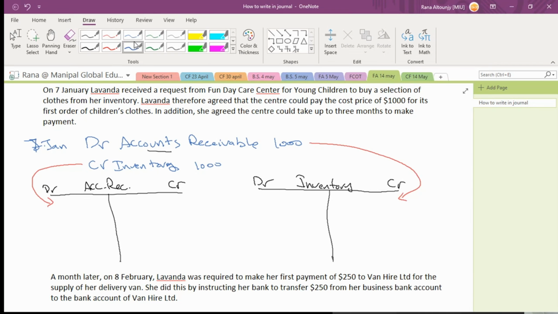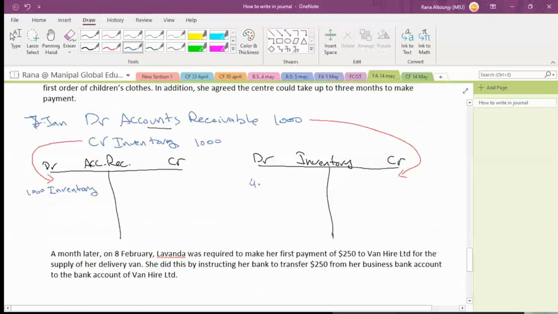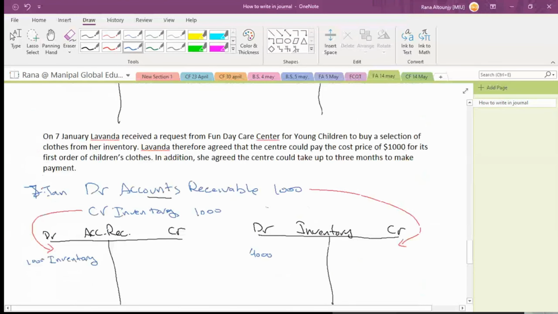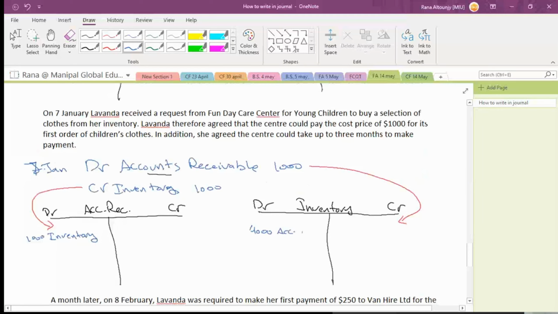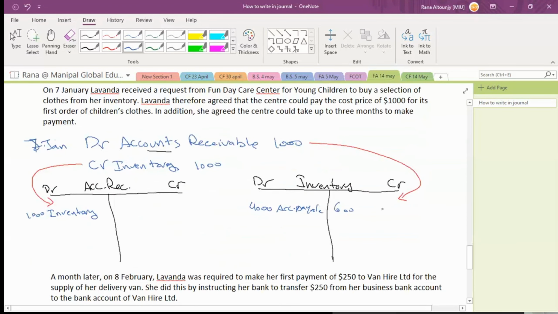So for the accounts receivable, we have to have here the inventory, which is 1,000. And here in the inventory, we actually already have a previous transaction. If you remember, we have the 4,000, which was the accounts payable, and we have 600 cash. Also, we have to put the 1,000, which is accounts receivable.